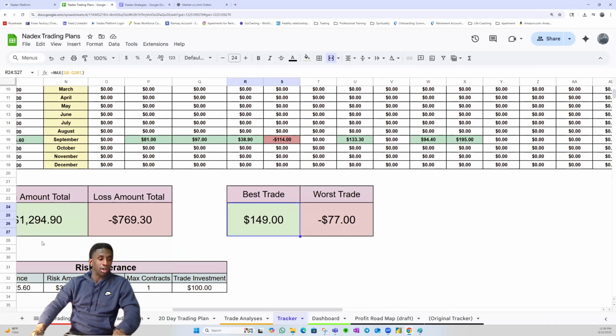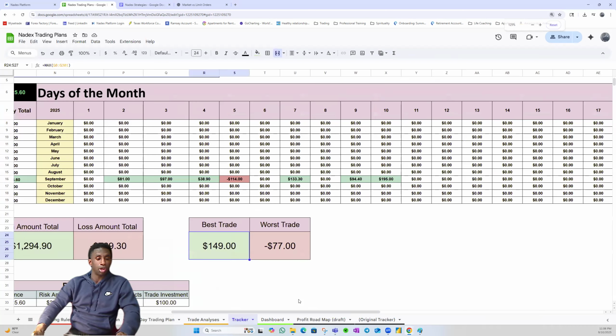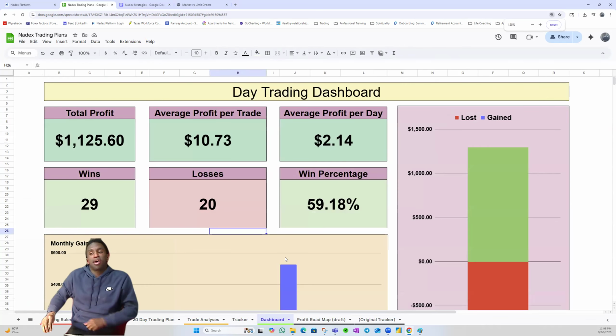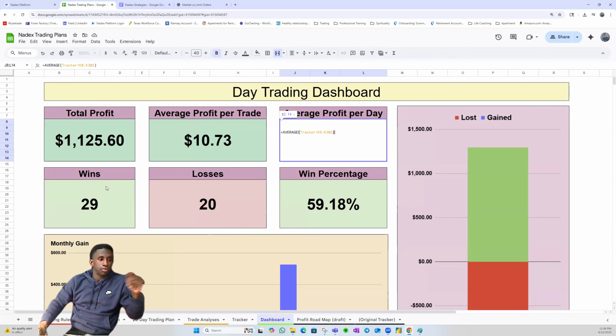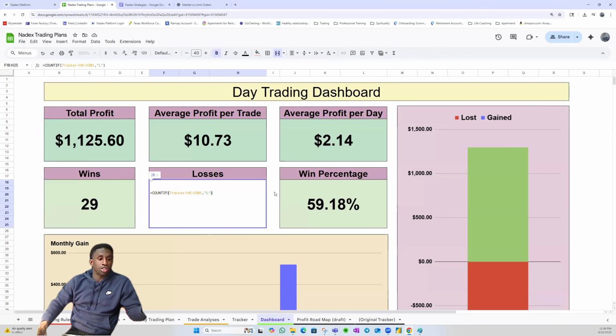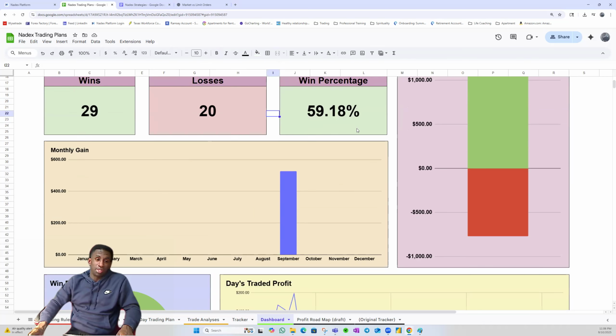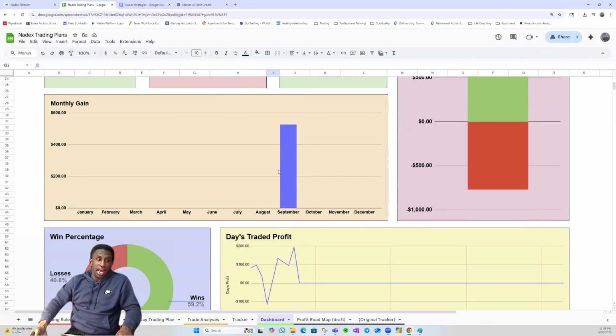All right, don't worry about all this risk tolerance. I'm gonna delete that. So we'll go to my dashboard. It's not looking the best, y'all. So I got my dashboard: total profit right here, average trade per day, average profit per trade, and average profit per day. Total wins, total losses, 59% win percentage, trying to get that up to 75. We working.